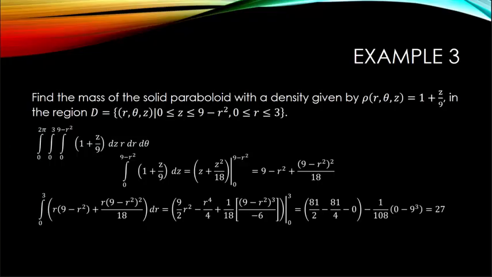This gives me 9 halves r squared minus r to the 4th over 4 plus 1 over 18 times the quantity 9 minus r squared cubed over negative 6 evaluated between 0 and 3. This gives me 81 halves minus 81 fourths minus 0 minus 1 over 108 times 0 minus 9 cubed. This simplifies to 27, so that my final integral becomes the integral from 0 to 2 pi of 27 d theta, which is equal to 54 pi.